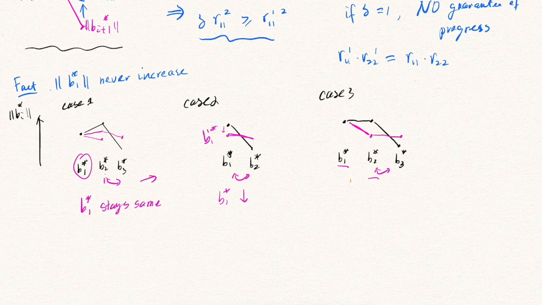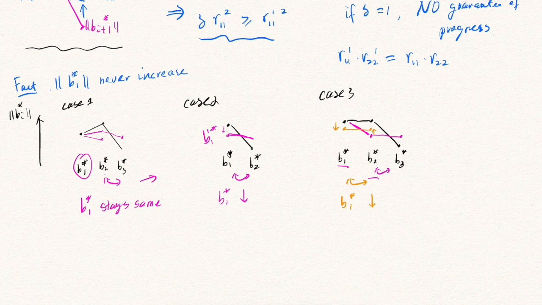In that case, I'm gonna swap these two again. So let me use a different color. I'm gonna swap these two again and bring down. In this case, B1 star also decreases. So you can go through this by yourself. You can think through the effects of the swaps.